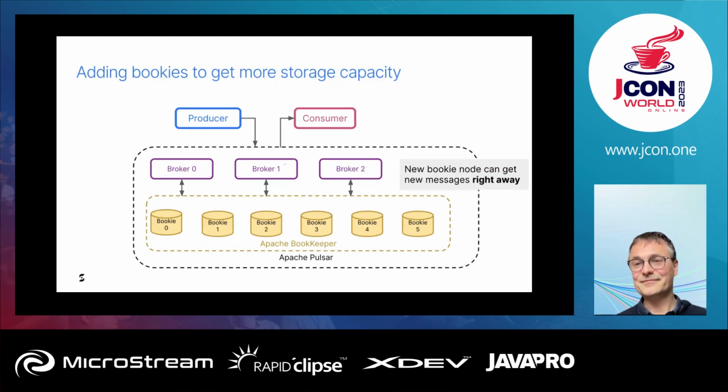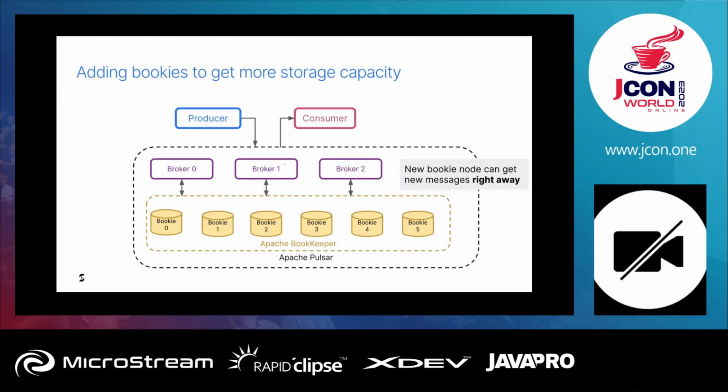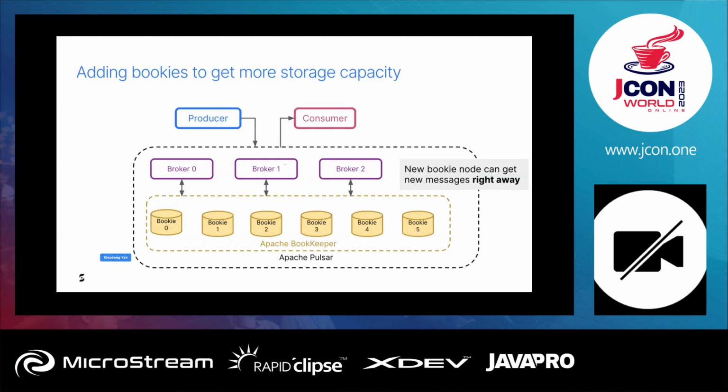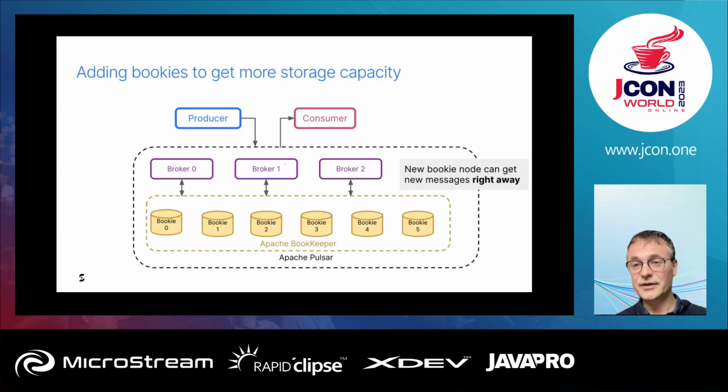When you add one Bookie, will segments be relocated from other Bookies there? They don't need to. If you add new Bookies to increase the replication factor, for example, then that will happen. But by default, if you add a Bookie, it means that you just need more storage. Then there is no data movement when you add a new Bookie, unlike Kafka.